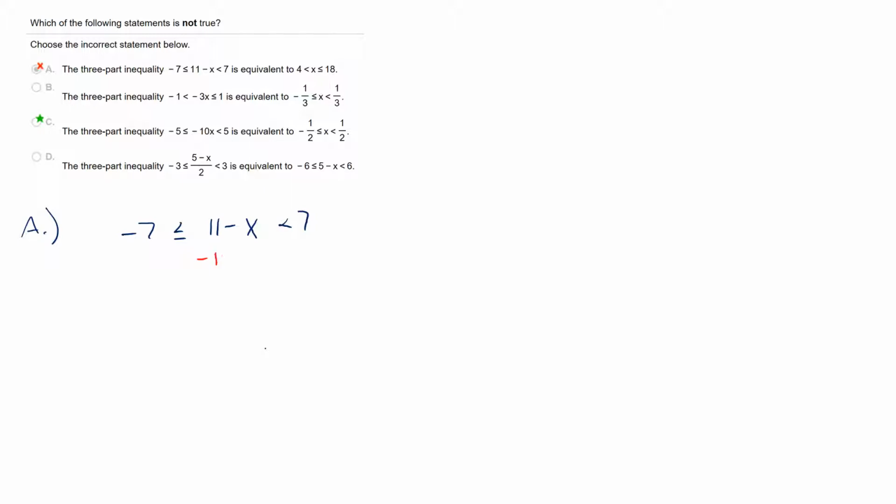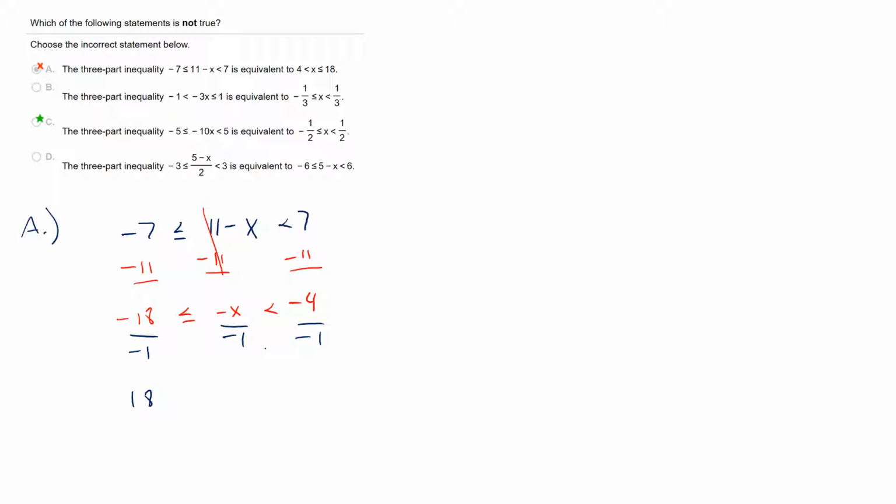First we would subtract 11 from all three areas. Whatever I do to the middle, I have to do to the far left and the far right. And so this gives us -18 less than or equal to -x less than -4. And now to get x by itself in the middle, I would divide by -1. And so we have +18.